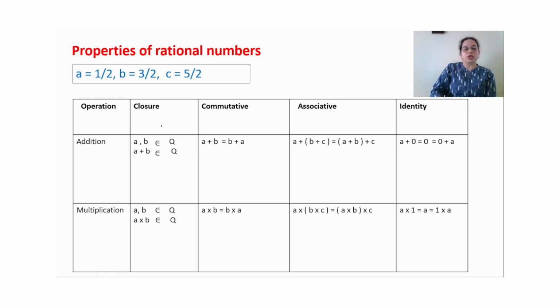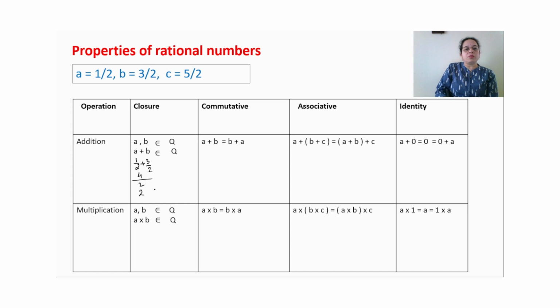First one is closure. What is the closure property? If A is a rational number, B is also a rational number, then the sum of A and B should be a rational number. Okay, so we will find this out. Value of A is 1 by 2 and value of B is 3 by 2. Okay, so your denominator is the same. So add 1 plus 3 will give you 4. These numbers are divisible. So your answer is 2.